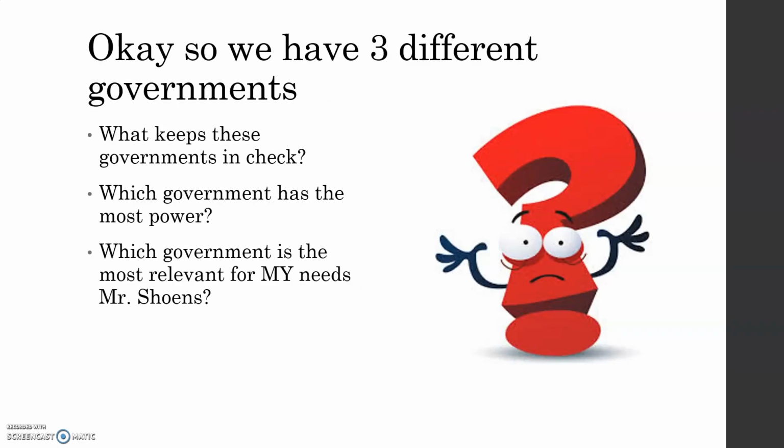So we had three different governments. We got a national, we got a state, we got a local. My questions now are: what keeps these governments in check? Which government has the most power? And which government is the most relevant for my needs, Mr. Shoens? Which one's the most important to me?